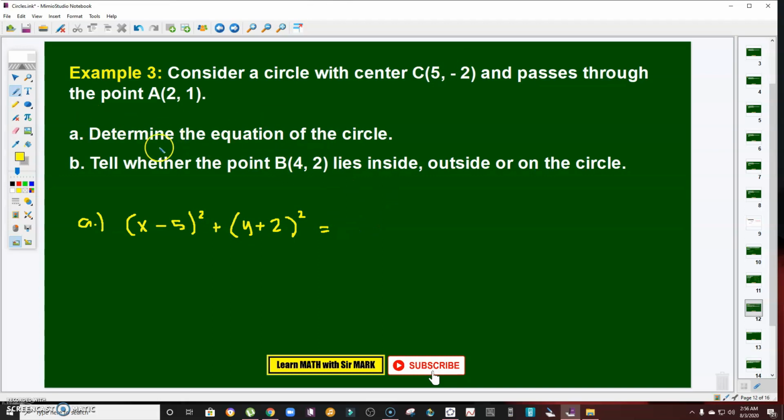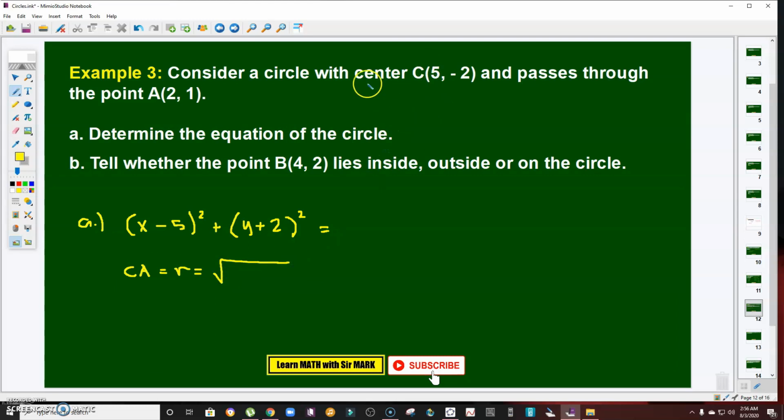Okay, but we don't have the radius. What we have here is a point on the circle. So meaning to say, all you have to do is to get the length of CA. Kailangan natin kunin yung length ng CA. And that will give us the radius. Clear? Okay, so let's do it.